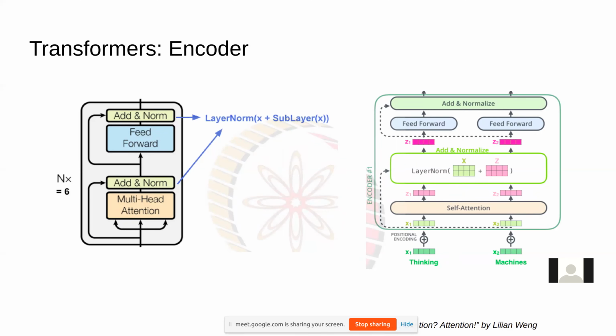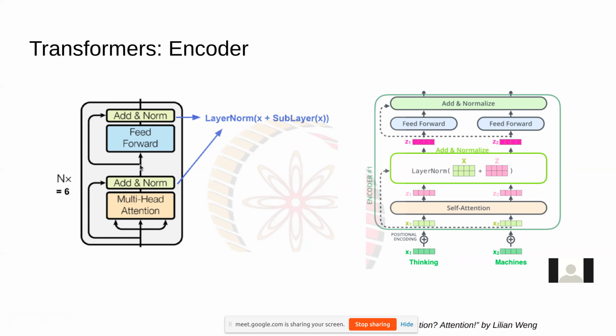The role of the encoder is to encode the input for further processing, and this is the architecture here. Whatever input is given to this module will first go through the multi-head attention. The output of the multi-head attention will be added to the input because of this skip connection and normalized.